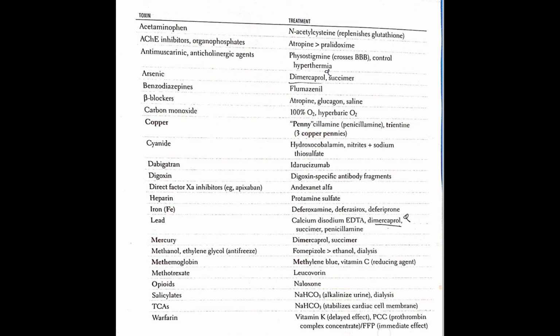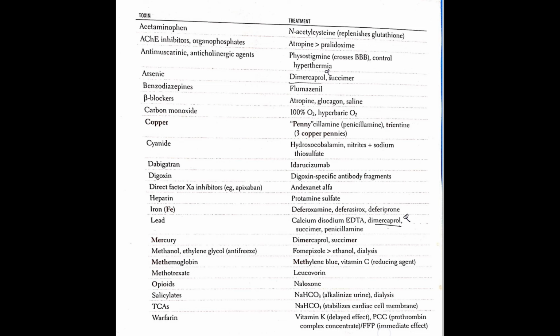Then we have warfarin. For warfarin, we have vitamin K and prothrombin complex concentrate or fresh frozen plasma. Fresh frozen plasma has plenty of the proteins or coagulation factors, and will be given for warfarin, and vitamin K for delayed effect. So let's revise again the poisons and the treatment given in this table: acetaminophen, paracetamol, N-acetylcysteine, acetylcholinesterase inhibitors or organophosphates, atropine, antimuscarinic or anticholinergic agents.